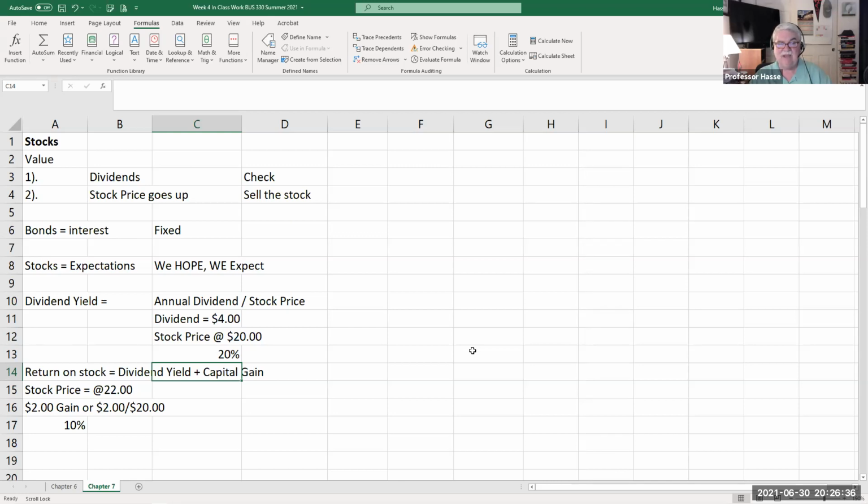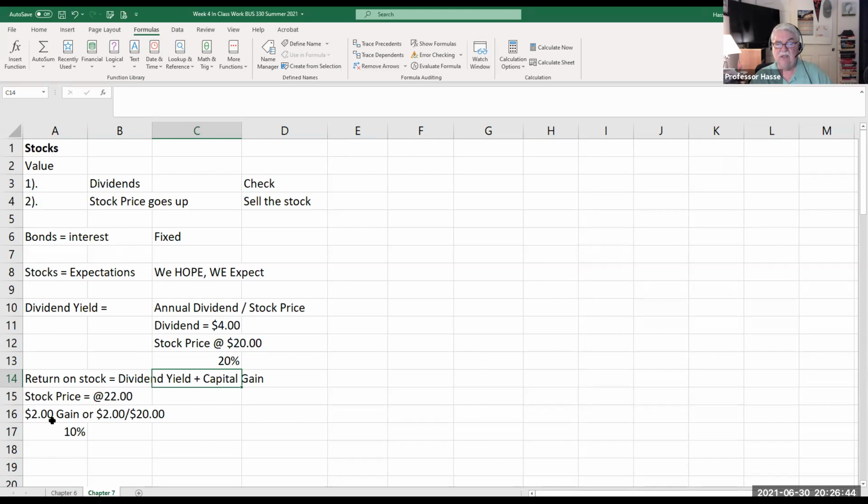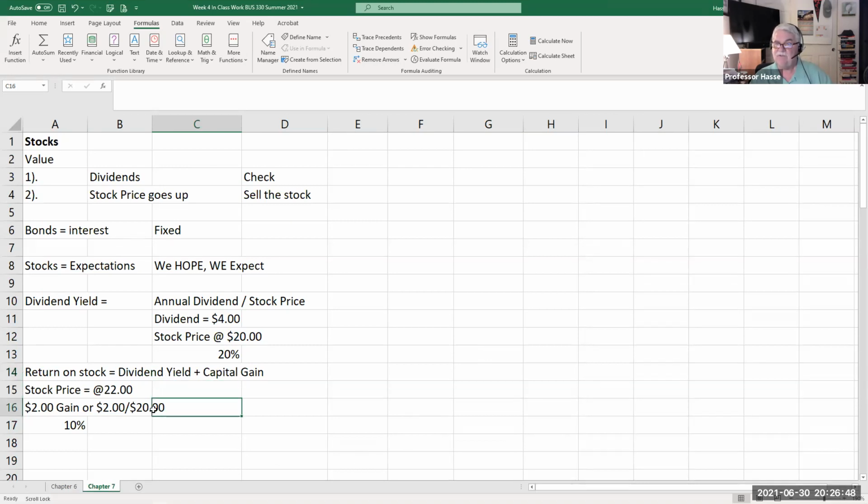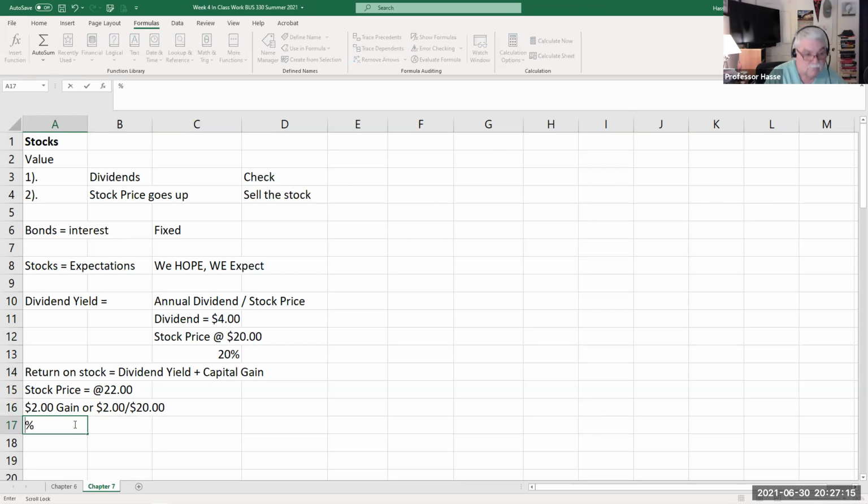Okay. So let's say I have a stock that has a current price in the market of $22 a share. I sell the stock, which I purchased at $20, so I made a $2 gain. In the last year, it's paid me a $2 dividend. What is my return on the stock? Well, $2 gain and a $2 dividend, that's $4. What is $4 as a percent of my original investment? 20%. I made a return of 20%.